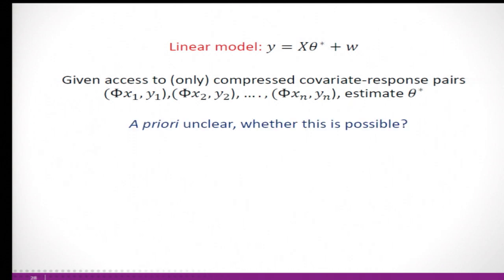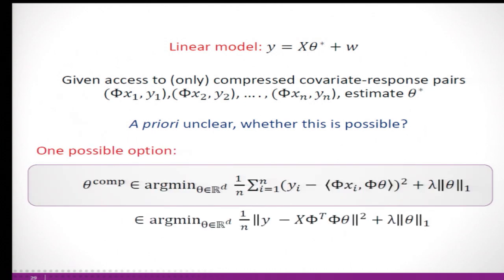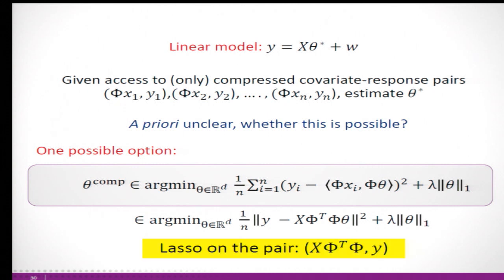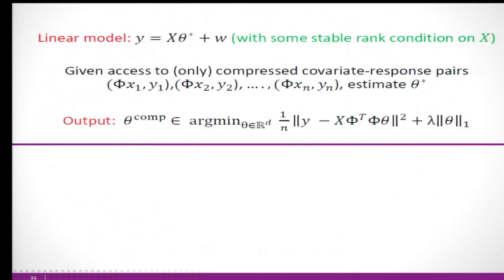A priori, it is unclear whether this is even possible because you don't have access to the xi's, which is needed to run Lasso. You only get a random projection of these xi's. One possible option is to look at a slightly similar problem like Lasso. Instead of X phi, to which I don't have access, I'm going to run Lasso on the matrix X phi transpose phi and Y, which I have access to. So this is Lasso on a slightly different matrix, and now we need to understand whether this Lasso succeeds in getting theta star, which is the true linear model's parameter.